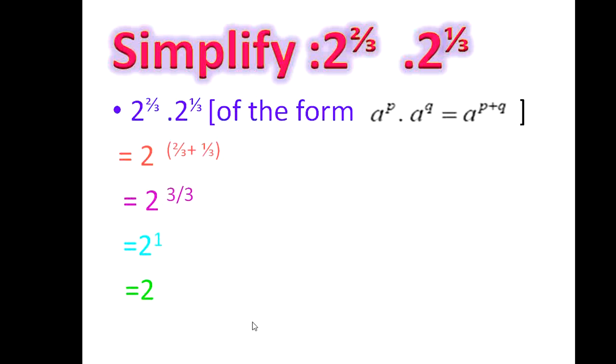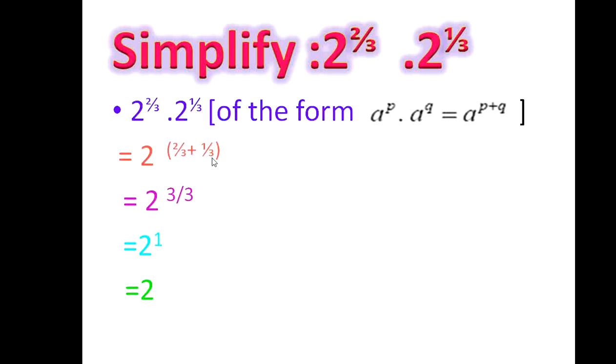So the first problem is 2 to the power of 2 by 3 into 2 to the power of 1 by 3. Okay. So this is of the form a to the power of p into a to the power of q equal to a to the power of p plus q. Here the real number is the same, but the exponent is different. So p and q are different numbers. In the answer, the real number will be the same and the power alone you have to add. Okay. So 2 by 3 plus 1 by 3.